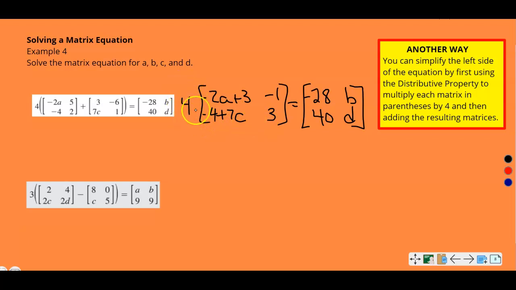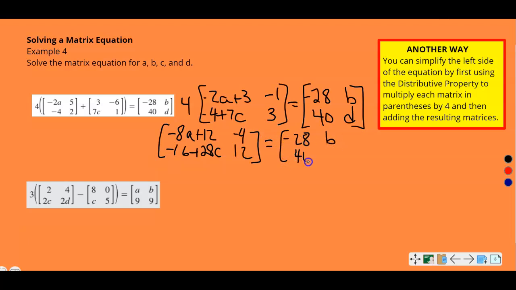All right, now I can multiply each element of the matrix on the left by 4. I have a scalar of 4, so I'm going to do scalar multiplication. So I'm going to have negative 8a plus 12. 4 times negative 1 is negative 4. And then negative 16 plus 28c. And then I'm going to have 4 times 3, which is 12. So now I have this matrix is still equal to this matrix.